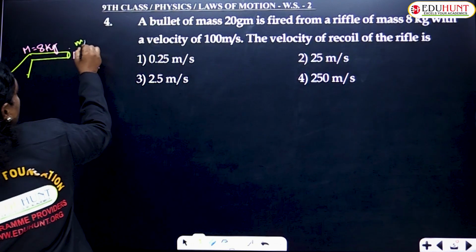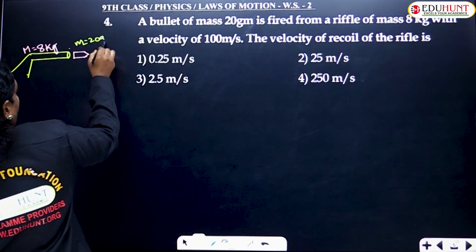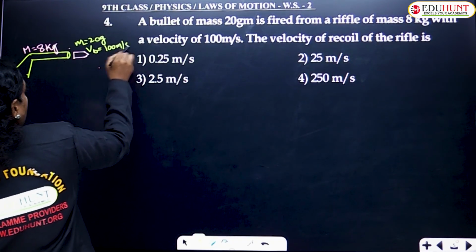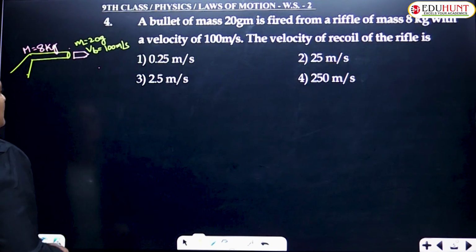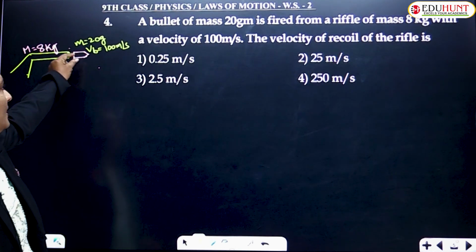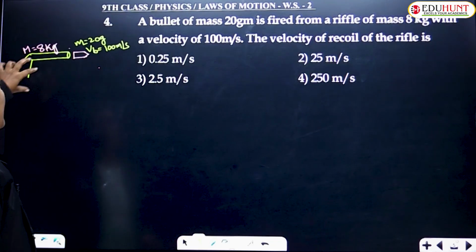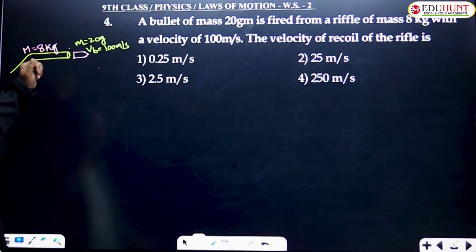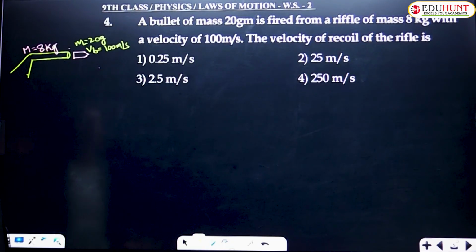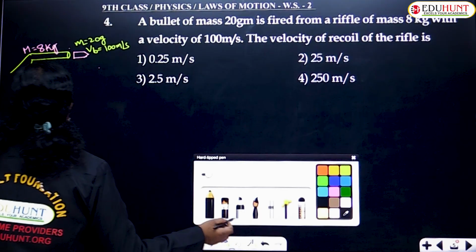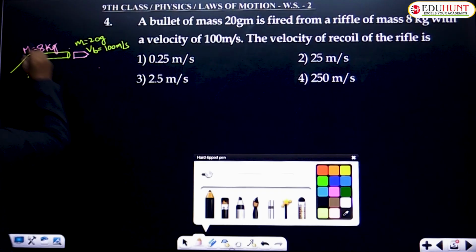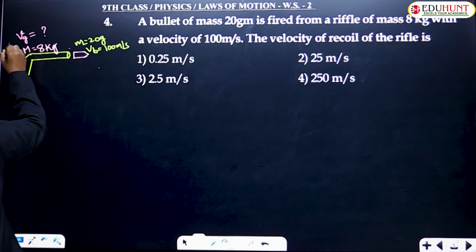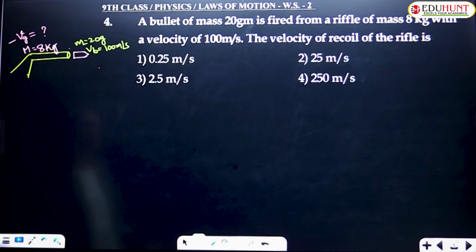The bullet's mass is given to be 20 grams and the speed of the bullet is given to be 100 meter per second. So the bullet speed I am indicating as VB. The bullet will be smaller in size, so I indicated small m for its mass. The rifle will be bigger in size, whose mass I indicated with capital M, and it was given as 8 kg. You are asked to find out the recoil speed of the gun. VG equals how much? Recoil means minus VG you are asked to find out.